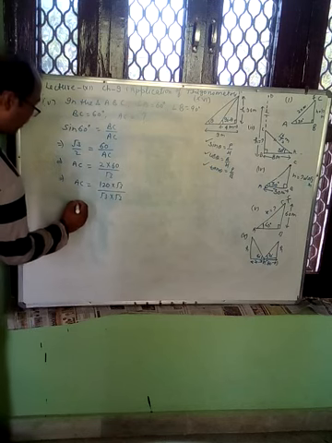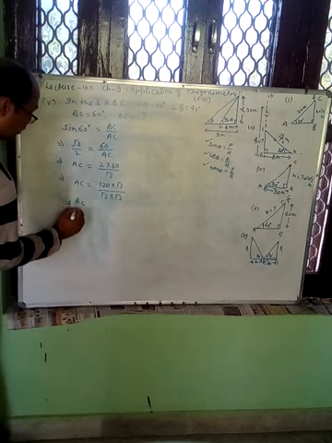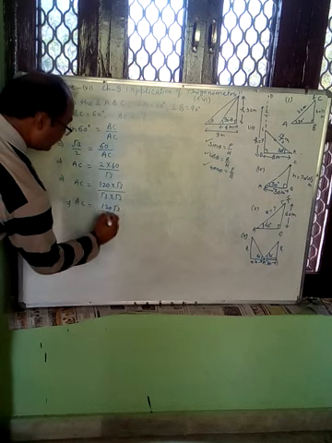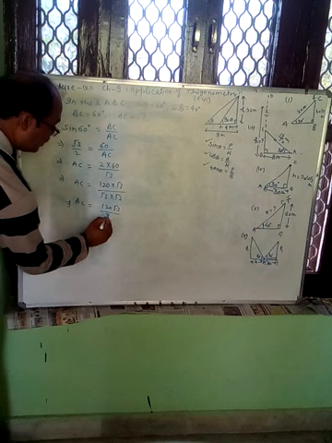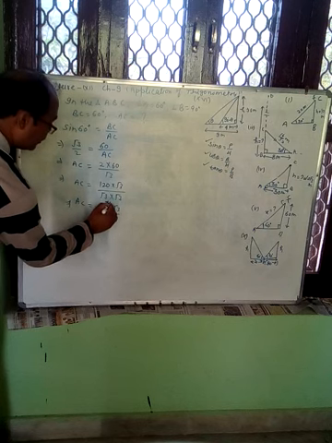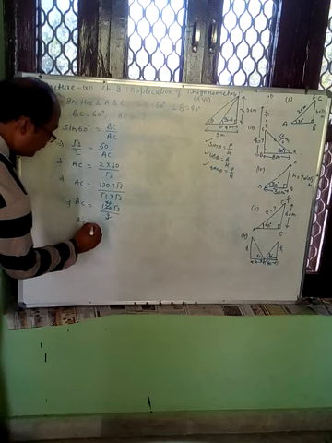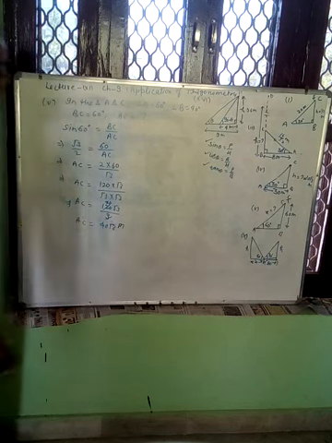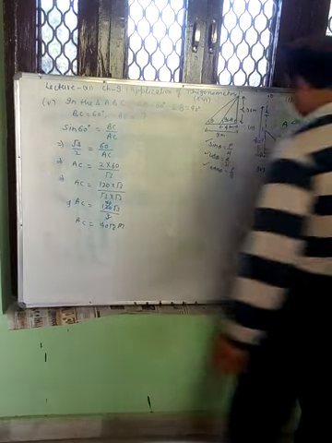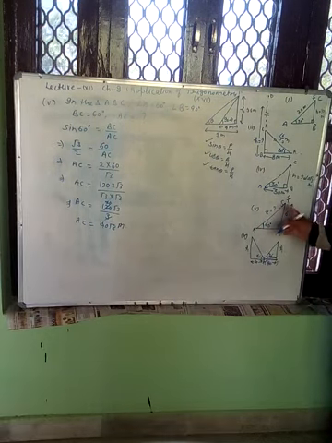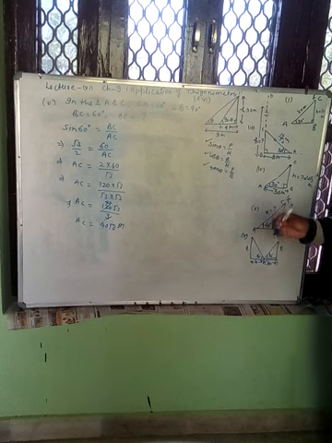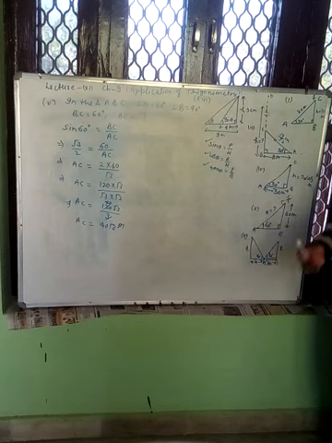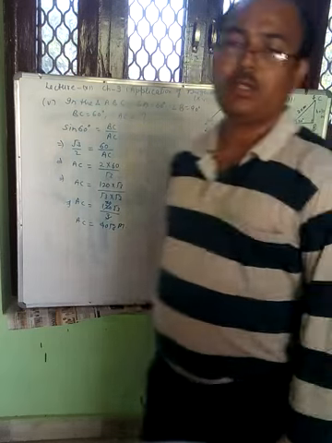Now AC is equal to 120 root 3 upon root 3 into root 3, which is 3. This gets divided, giving 40. It means AC is equal to 40 root 3 meters. It means the length of AC, the length of the string, is 40 root 3 meters. Okay, next question.